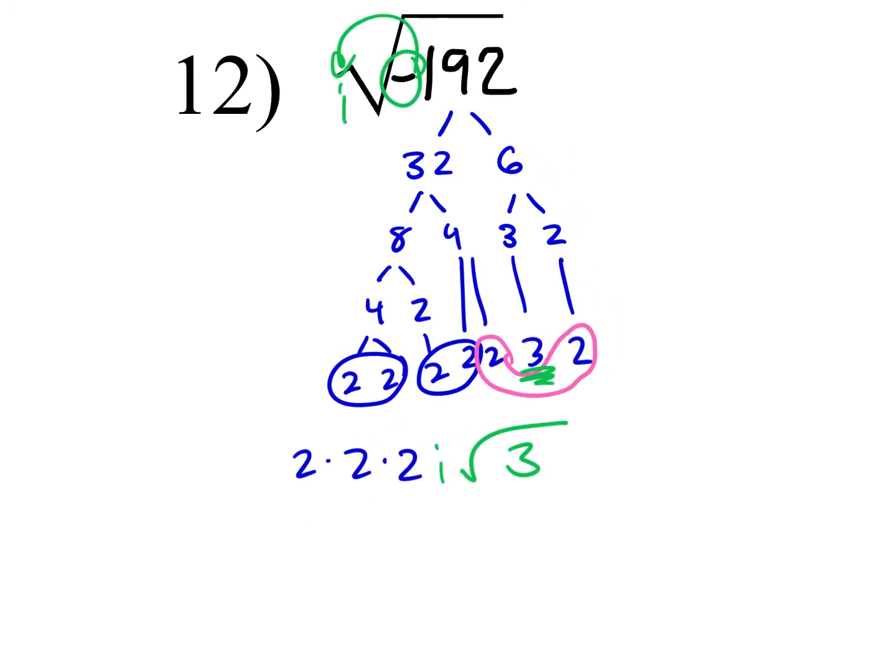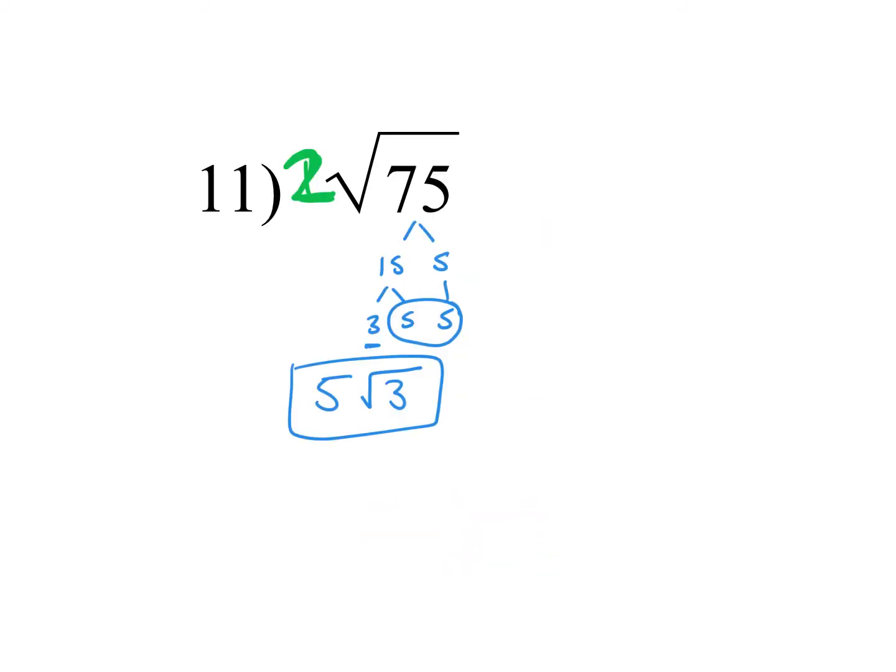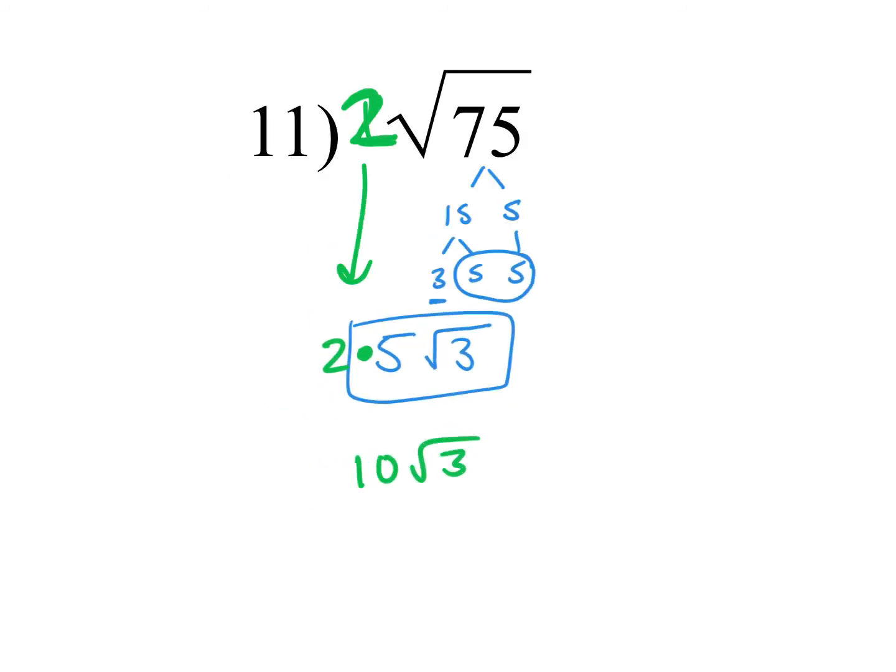And then if I have more than one thing that I took to the outside, what do I have to do to them? Multiply. So it's 2 times 2 times 2, 8i square root 3. So if we already had a number outside, we keep it outside and just multiply whatever else we take out. So if it was 2 square root 75, it would be 10 square root 3, because you just keep the number outside and multiply it. Let's say this was negative 2. Then our answer would just be negative 10. So you just keep the negative outside too.